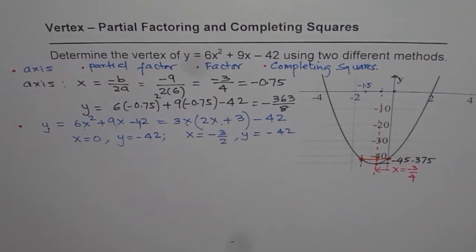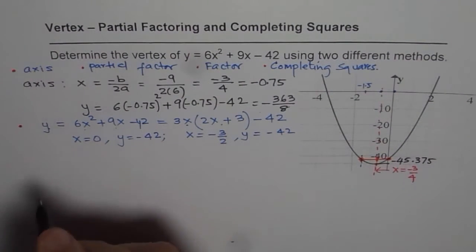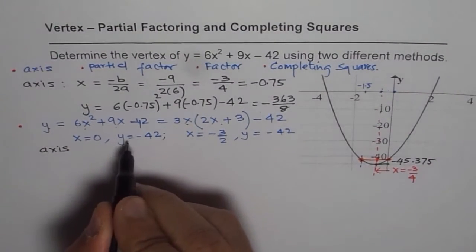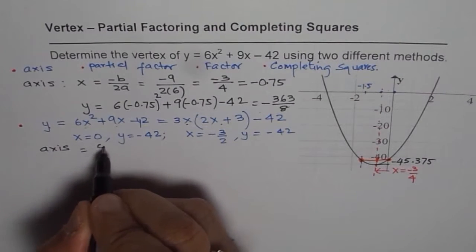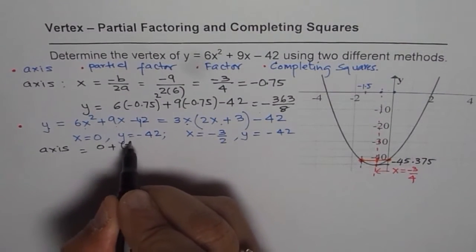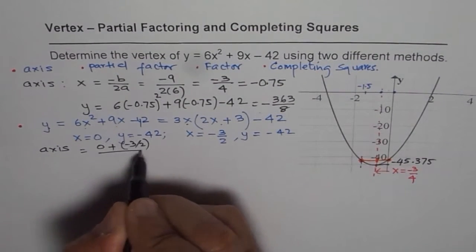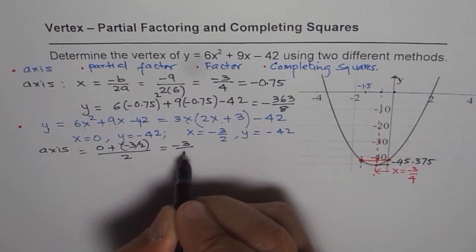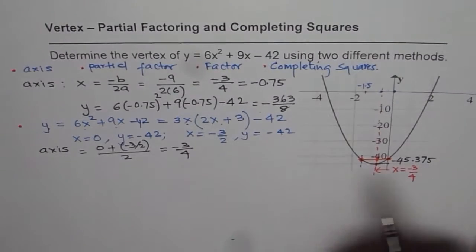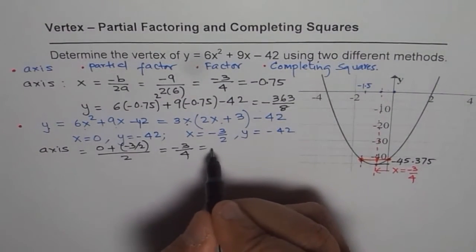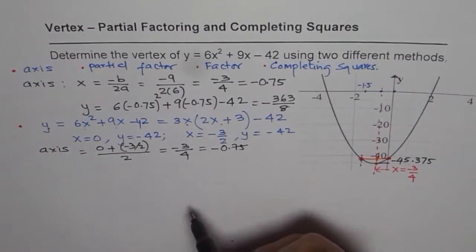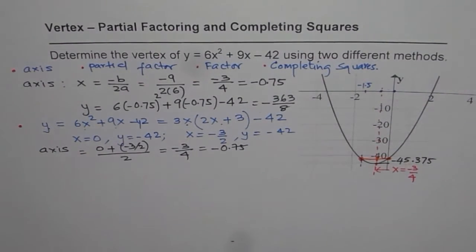So again, I find the axis of symmetry. And this time I say the axis of symmetry is midway between these 2 x values, which is 0 plus, within brackets, minus 3 over 2, divided by 2. And that gives me the same value, minus 3 over 4. And of course, in decimal it is minus 0.75. When I substitute this value in my equation, I'll get the same y value. Perfect. So we got the vertex using the second method.